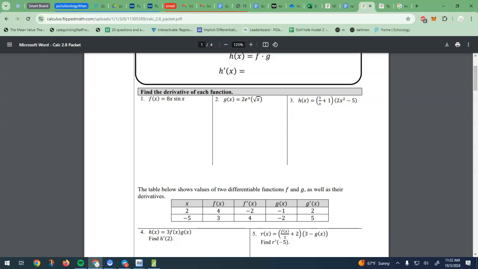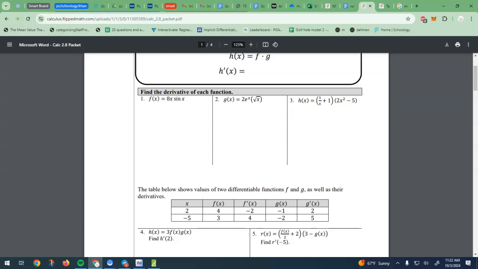So going back to 8x times sine of x, that's my first thing, second thing. So 2d1 plus 1d2. The second thing, sine of x, times the derivative of the first thing, so the derivative of 8x, which is 8. Second times derivative of first. Then we flip it, so then it's first times derivative of second.